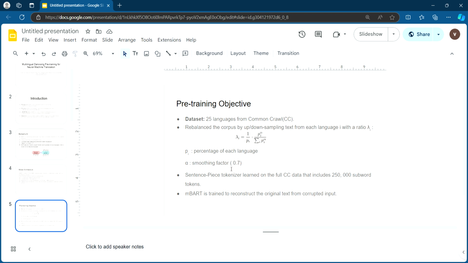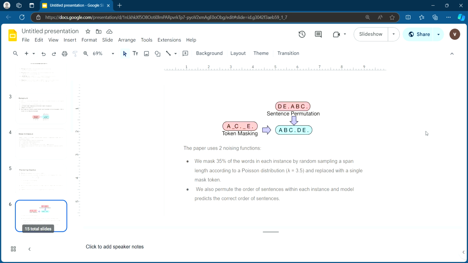Also, an important thing is that the smoothing factor they have taken is 0.7. For tokenization, they have used the SentencePiece tokenizer on the Common Crawl dataset, and this is a common tokenizer that they have used for all 25 languages, and hence they have so many tokens, 250,000. So mBART is trained to reconstruct the original text from corrupted text as BART did, but this is trained in a multilingual setting, as we'll see in future.